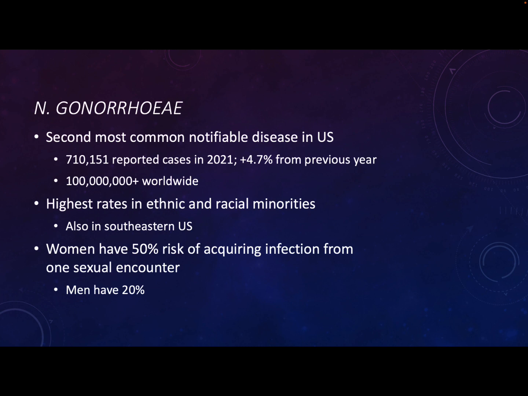Women have a higher risk of encountering the infection from one sexual encounter. This applies in heterosexual sex. So a woman who's having sex with a man, if the man is infected, there's a 50% risk that she will acquire the infection from that encounter. If a man is having sex with an infected woman, it's an approximate 20% chance that he will acquire the infection from her. Okay, if we're talking about men who have sex with men, the rate can go higher. Women who have sex with women, the rate is lower. Okay, so those are the numbers that we tend to see.